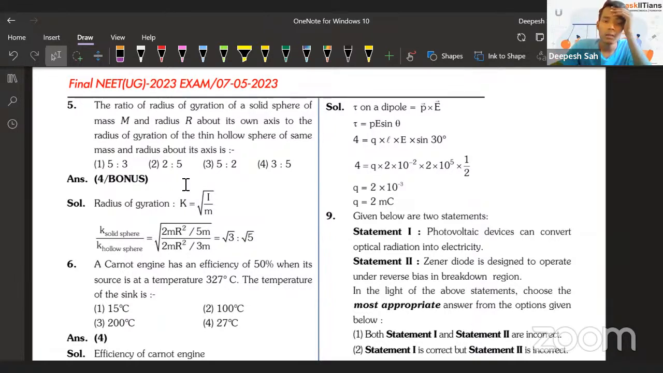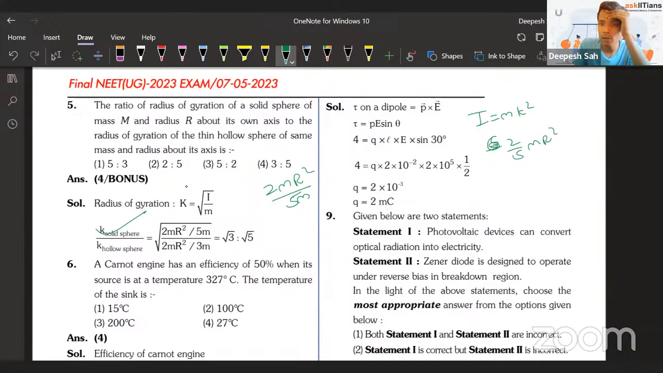Okay, so it's asking you the radius of gyration. So when I talk about the radius of gyration for the solid sphere, it will be root of 2 m r square by 5 m. How are we getting it, by the way? We have the radius of gyration formula m k square, and the moment of inertia for the solid sphere is 2 by 5 m r square, which is equal to m k square. So m and m will get cancelled out, and we will see that the value of k is root of 2 by 5 r square.